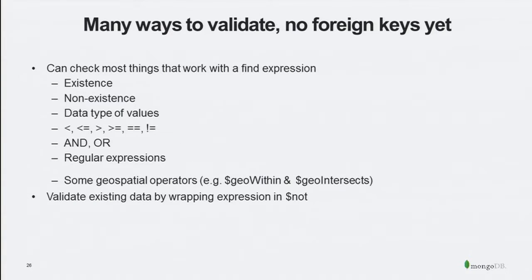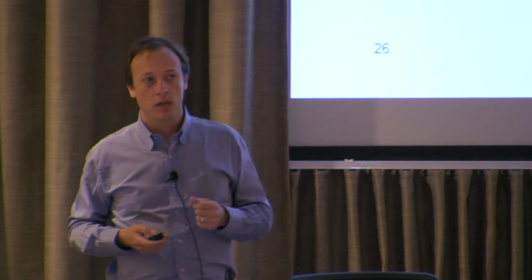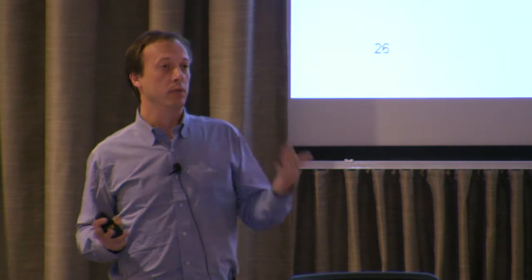Now, there are a lot of different things you can do here. Existence, data types, non-existence, inequality, regular expressions. Probably the funnest one here is geospatial constraints. So it has to be within a polygon, it has to fall along some line. All of those kinds of things can be part of the validation rules that are built in to the collection. And if you wanted to, for example, say, well, what's in the database already doesn't meet my rules, you can just take that expression and wrap it in a NOT, and the database will return everything that is already in the database that fails your rule.